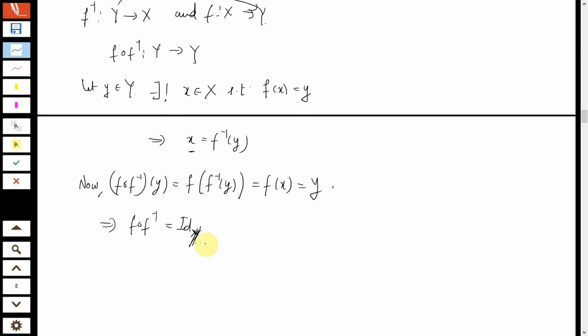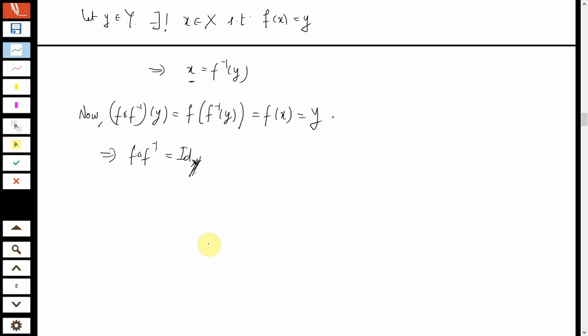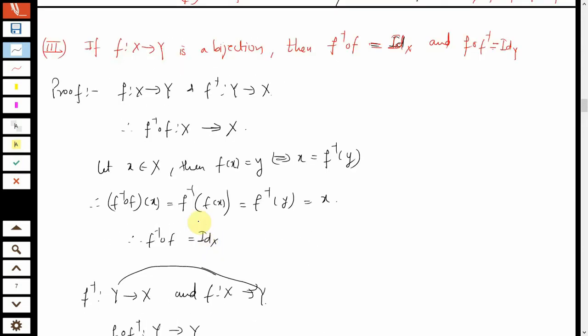Now one can also talk about its converse. That is, if f from X to Y is a bijection, and suppose g is a map which satisfies the property that g composite f is an identity map and f composite g is an identity map on Y, then definitely we see that this g is the inverse of f. This is actually another way of showing that this f inverse is unique. So I'll take it as the fourth property.